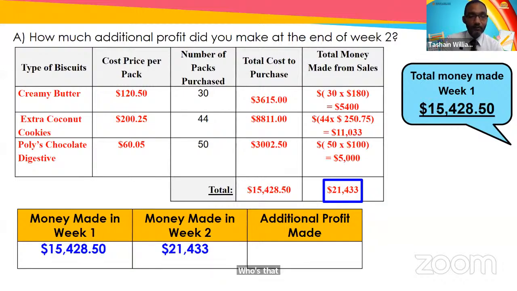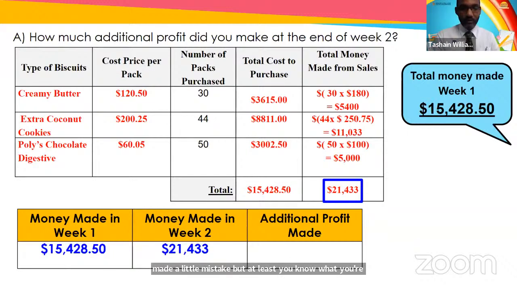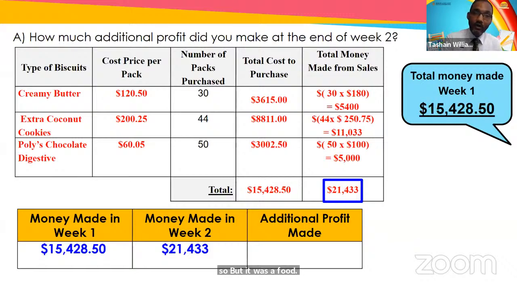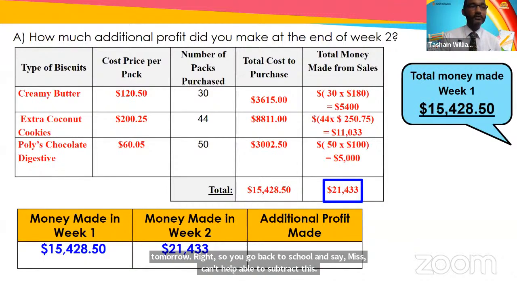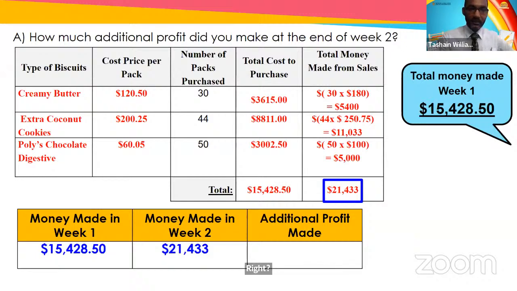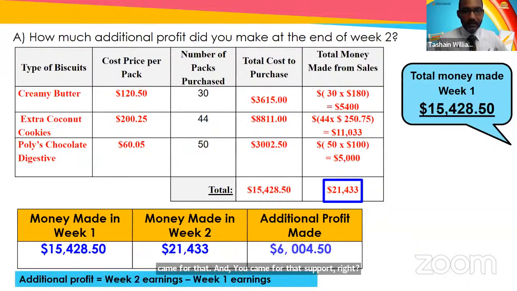Excellent, boys and girls. Some of us may have made a little mistake, but at least you know what you're doing. You have to subtract the 15,000 something from the 21,000. For those of you who don't know how to do the subtraction, we have to get some help tomorrow. Go back to school and say, Miss, can you help me subtract this? I'm sure the teacher would be so happy that you came for that support.